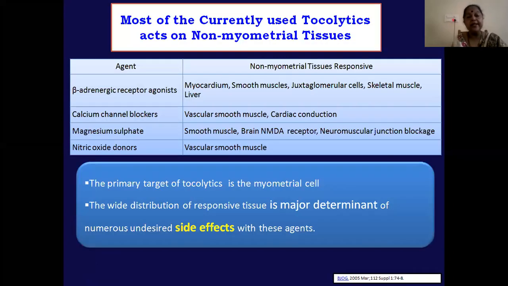Most of the currently used tocolytics also act on non-myometrial tissues. This is what one should know: the beta adrenergic receptor agonist also acts on myocardium, smooth muscle, juxtaglomerular cells, skeletal muscles, and liver. So these are the other non-myometrial tissue responses of these agents. Calcium channel blockers act on vascular smooth muscle, and also on cardiac conduction. Magnesium sulfate not only acts on the smooth muscle but also on brain NMDA receptors and the neuromuscular junction blockage. Nitric oxide donors act on vascular smooth muscles. So our primary target is the myometrial cell, but the wide distribution of this responsive tissue is a major determinant of numerous undesired side effects of these agents. So just think of these drugs, and you will know what the side effects will be.